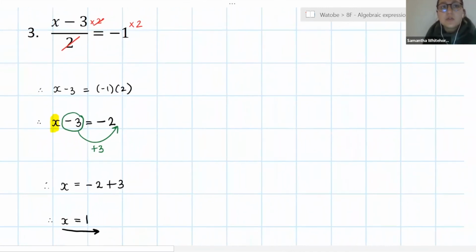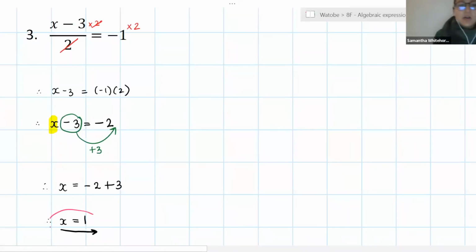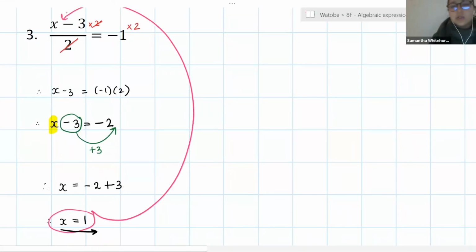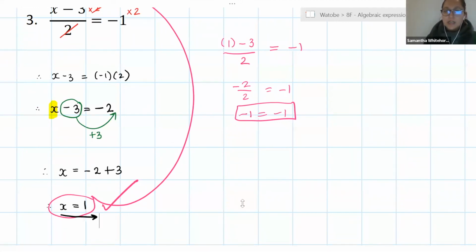Right, and guys, remember, you can always double check yourself. If you're not 100% sure about your answer, we take our answer and substitute it back into the original question. So if I substitute this in, I would have 1 minus 3 divided by 2. What I want to check is that it does equal -1, so I'm checking that both sides of my equation are equal. 1 minus 3 we know is -2, and -2 divided by a +2 we know is -1. Because the left-hand side is equal to the right-hand side, the answer that I got is correct. Alrighty, so you can check it like that.